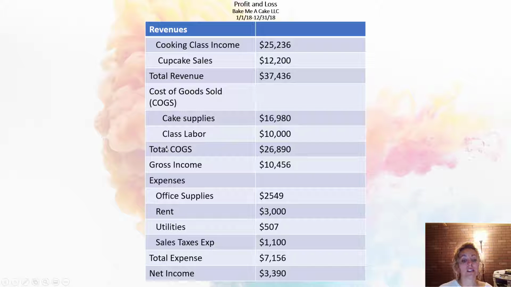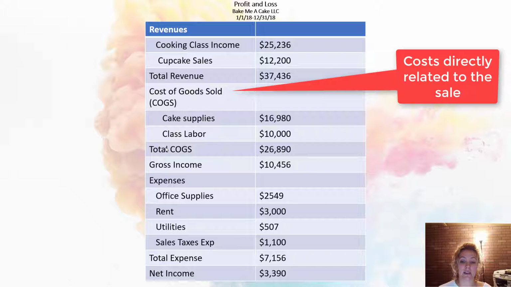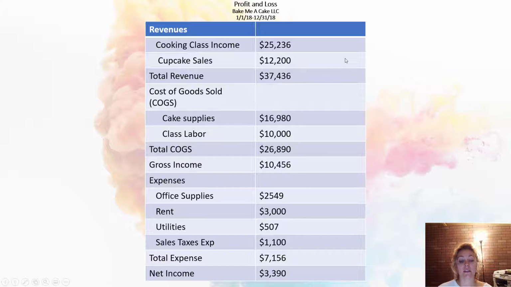Cost of goods sold are costs directly related to a sale. So for example, if you have a cake that you sell, the costs that are directly related to that cake are going to be your cake supplies: flour, sugar, butter. Or if you sell a class, so that's a service, you're going to have direct costs of that class: labor, the person who teaches the class. So we only keep these kinds of costs in the cost of goods sold section, not expenses that are listed below like rent, utilities, office supplies, etc., because those are going to always be due no matter if you have a sale or you don't.